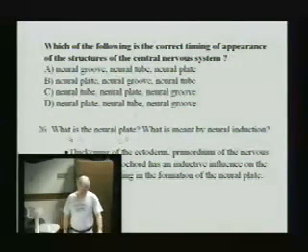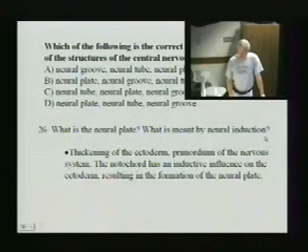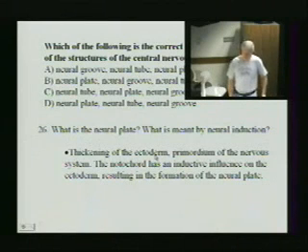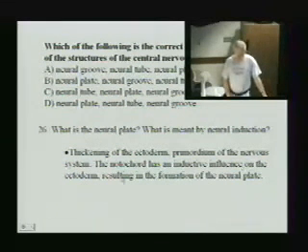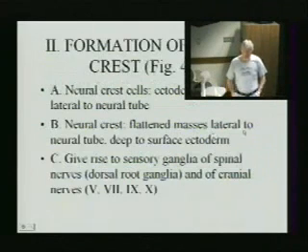What is the neural plate? What is meant by neural induction? So the plate is the thickening of the surface ectoderm. It's the primordium of the nervous system, and the notochord is what is inducing this surface ectoderm that results in the formation of the neural plate. So that is the neural induction. So there are different types of induction, obviously.